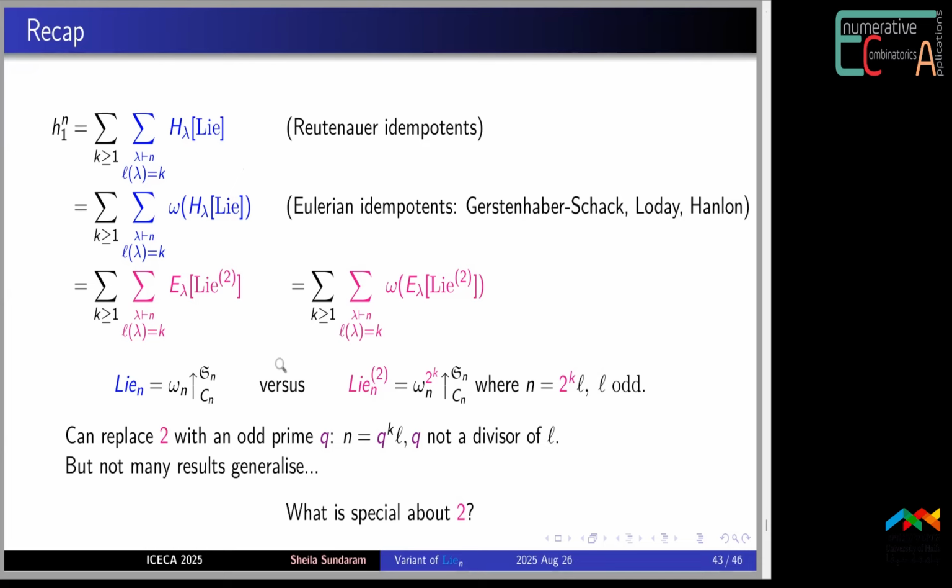So I just want to say here, the way I constructed Lie superscript 2 had to do with using the prime 2. So you could replace 2 with an odd prime, and this would be a perfectly good definition, but you don't get the same kind of results generalizing. So there is something special about Lie sup 2.